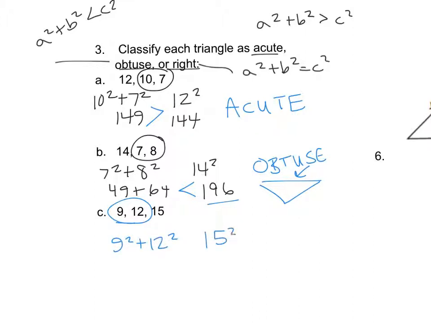These, I take the two shorter ones, so 9 squared plus 12 squared, and see how it relates to 15 squared. So 81 plus 144 is 225. This is 225. They're equal, so it is a right triangle.